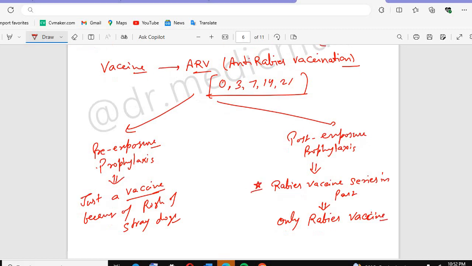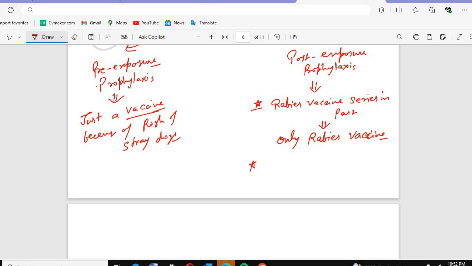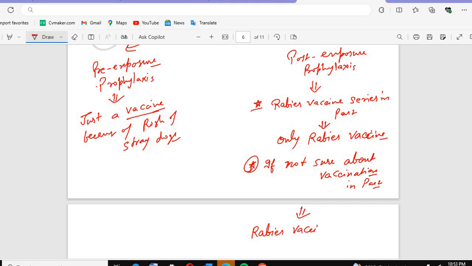But if he is not sure about the vaccination he has taken before, in that case what do we have to do? Of course we have to give the rabies vaccine, but along with the rabies vaccine, what do we have to give? We have to give the immunoglobulin also. So both of these should be given.